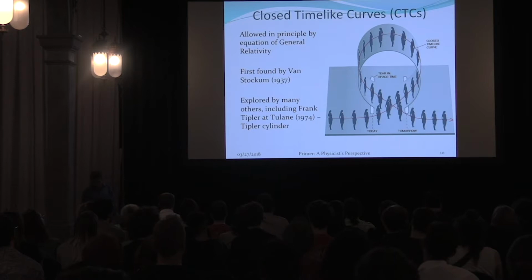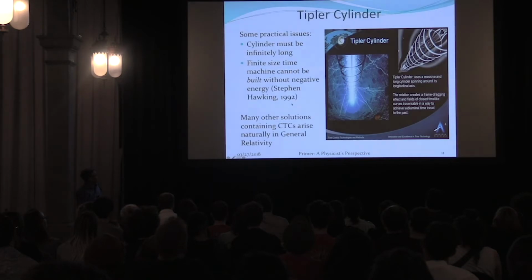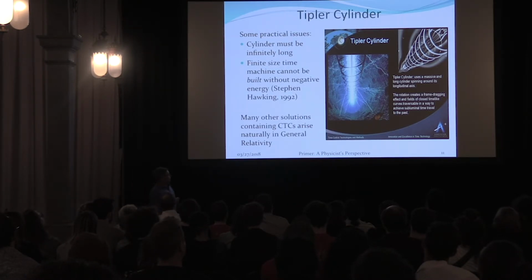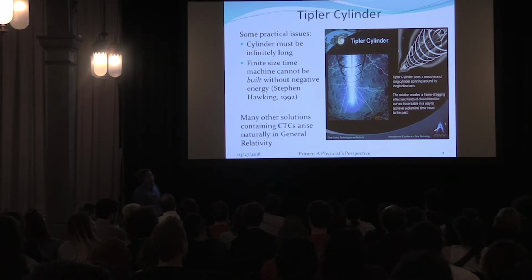I mentioned Frank Tipler, who happens to be a faculty member of Tulane, and he studied something called the Tipler cylinder. It's basically a very massive, infinitely long cylinder. It's rotating, and it's generating fields that basically cause these time-like paths to exist. Now, a few practical issues. Again, it has to be infinitely long for the equations to work. Also, one can show that if you try to construct a finite version of such an object, you need to have regions of negative energy density. We don't know how to do that. So, a few technical issues.